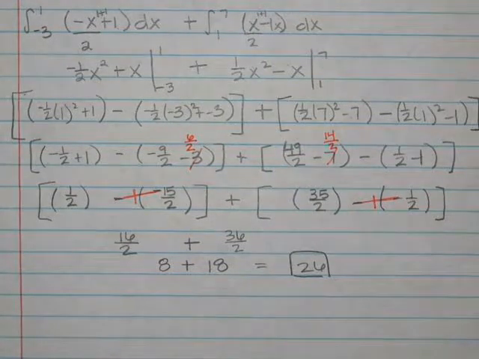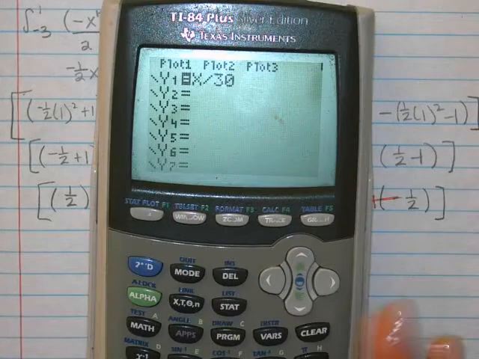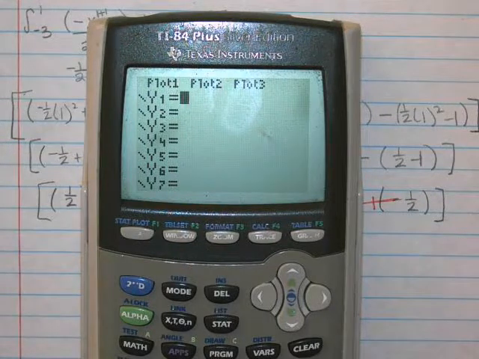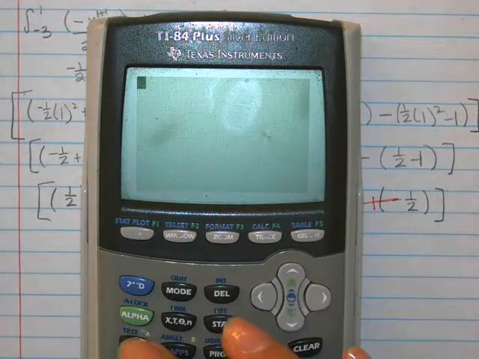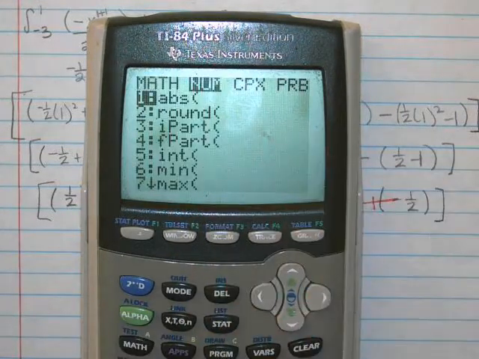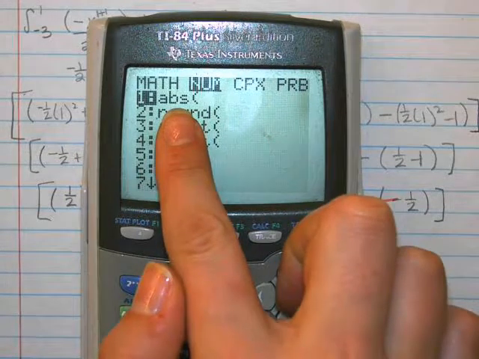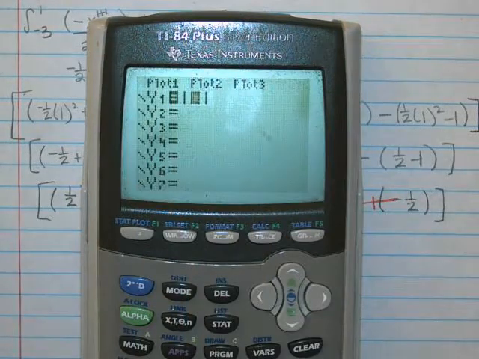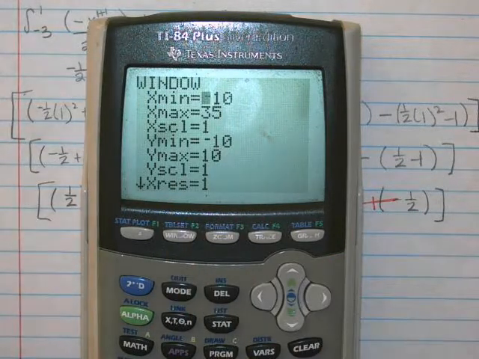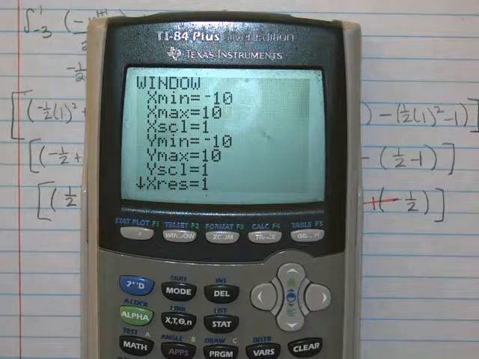So what we're going to do is graph this one so we can see it. And then I'm going to show you guys 2 different ways to find the answer on your calculator. In the y equals screen, we're going to graph the absolute value function x minus 1. To get to the absolute value sign, you hit the math button and go over to number, and it is the first option. We're going to type in x minus 1. And for your window, you can do a normal window. You'll be able to see it.